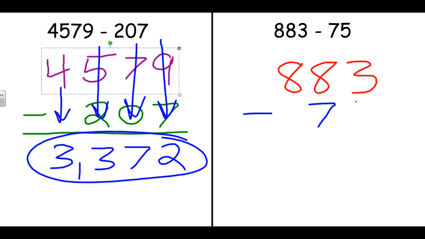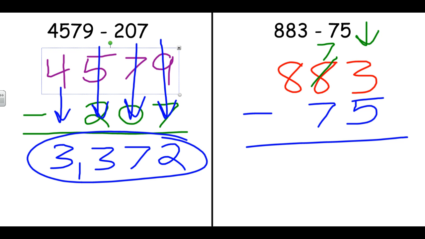In our second problem, we have 883 minus 75, again, making sure the columns are all set up. Here, we have a problem because we have in our ones column a 3, take away 5, but you can't take 5 away from 3. So what we do, as you'll recall, is borrow from the tens place. We take the 8, we're going to borrow a 10. That 1 ten is going to become 10 ones.